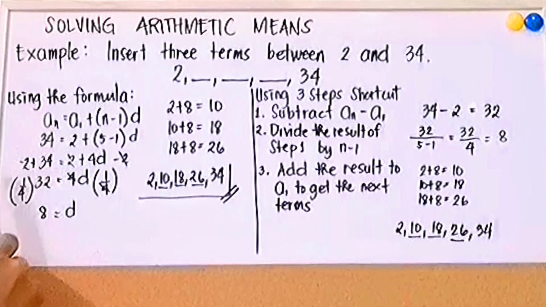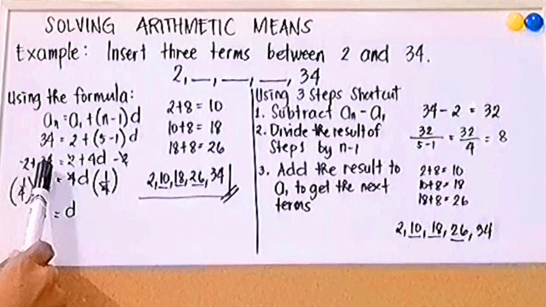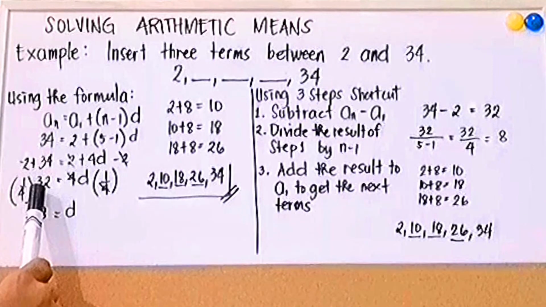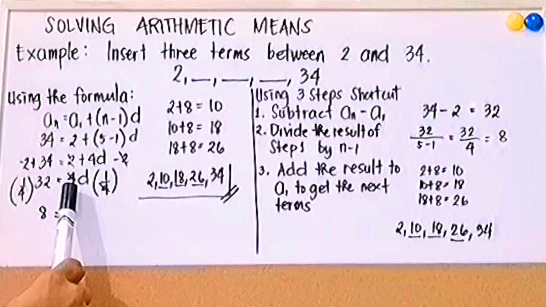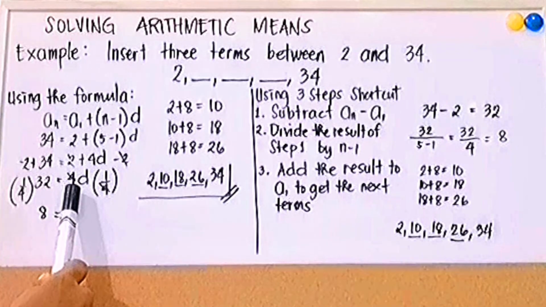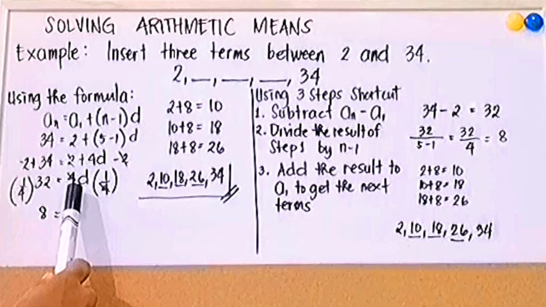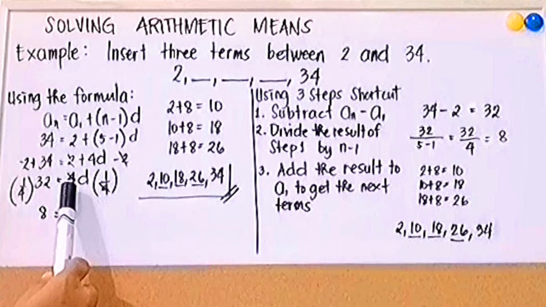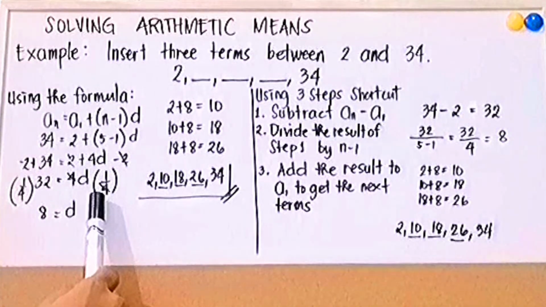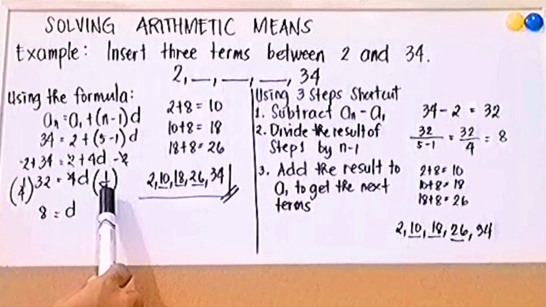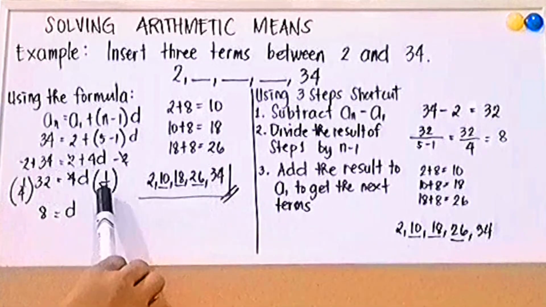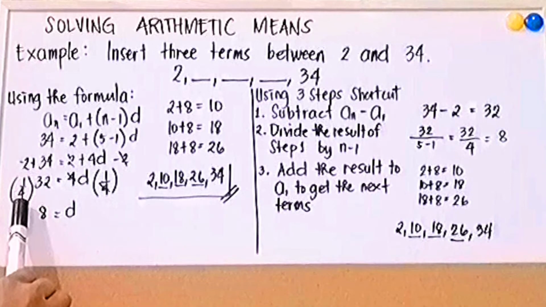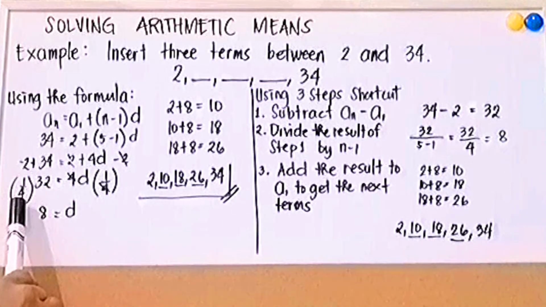And on the left side, we have -2 plus 34. The result is 32. Now, to cancel out 4, we apply MPE, which is multiplication property of equality. And we multiply that one with 1/4. What is written on one side should also be written on the other side. So we write 1/4 also here.